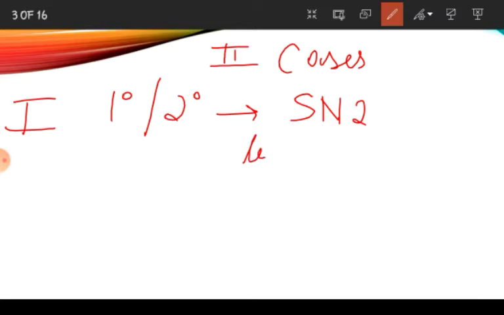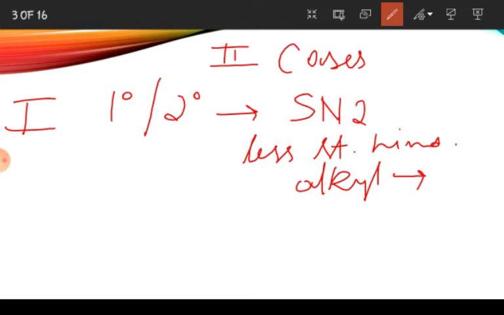The SN2 mechanism will be followed and the less sterically hindered alkyl group will form the halide. You need to remember this. I will discuss the examples also with you.